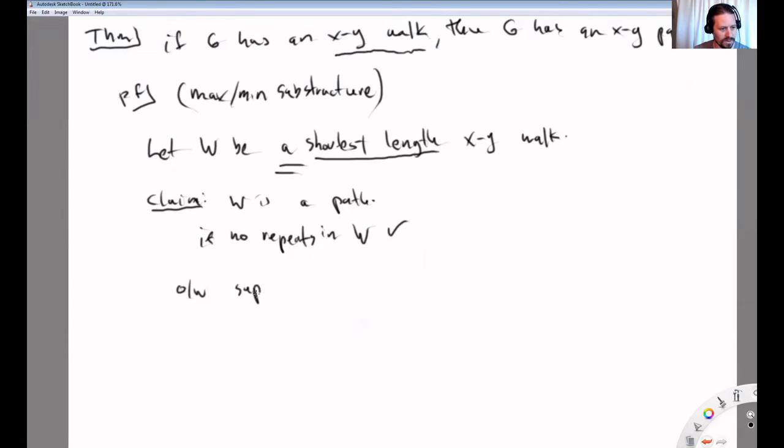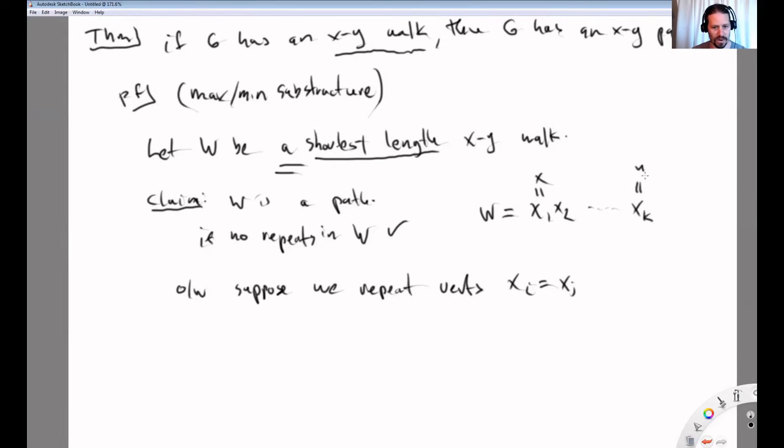So otherwise, suppose we repeat vertices xi equals xj. Okay, so let's just think they're enumerated x1, x2, x3, x4, starting with x and ending with y, and somewhere along the list. So let me even add here, just say that W is x1, x2 up to xk, and this x is the starting x, and this xk is y, just to give it a name there. So say we have some repeat in the list there, that xi equals xj, even though we've given them different names here, okay?